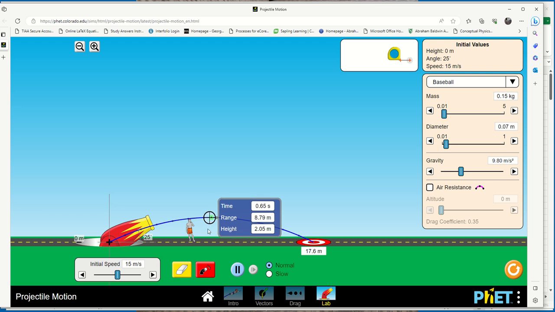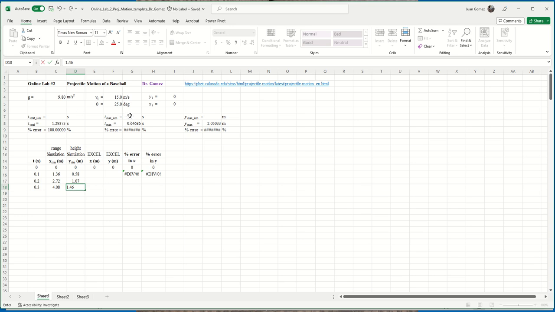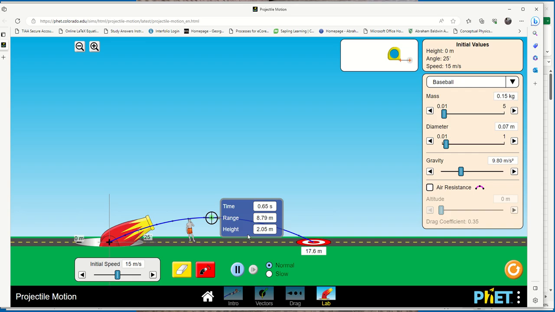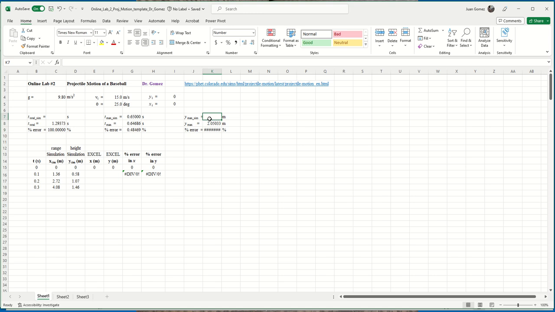Now here, remember, this is the max height. The green dot is the max height. Notice, according to the sim, the time at the max height is 0.65. Right here, according to the sim, see Tmax sim, type in 0.65. When you click outside, watch what happens to the error. It updates itself. Now, what is Y max according to the sim? That's the height, 2.05. Go ahead and type 2.05. Click outside. The error updates itself automatically.